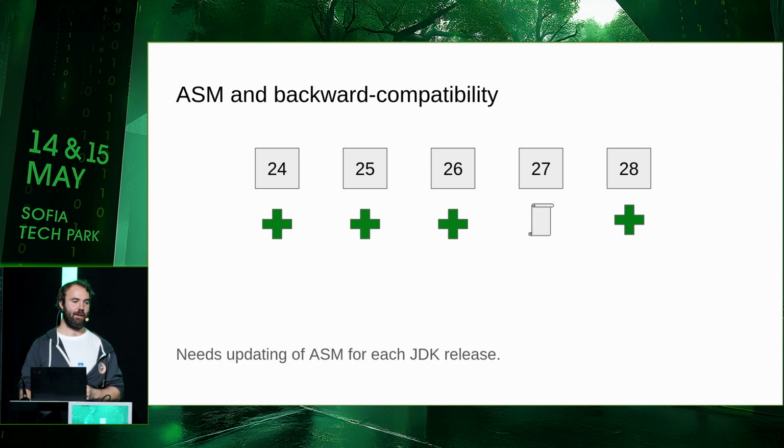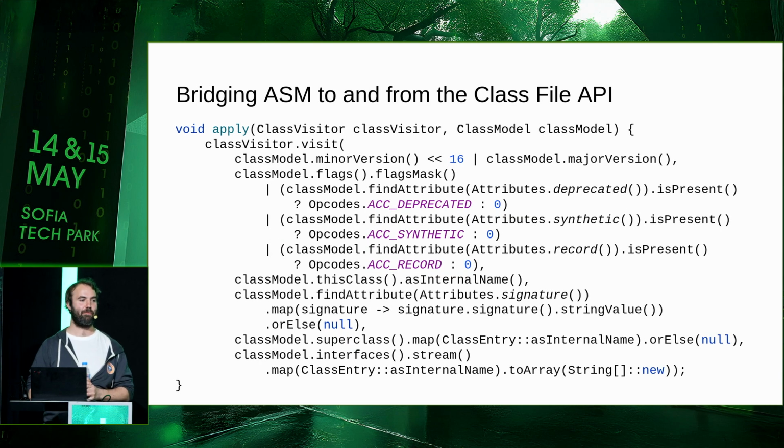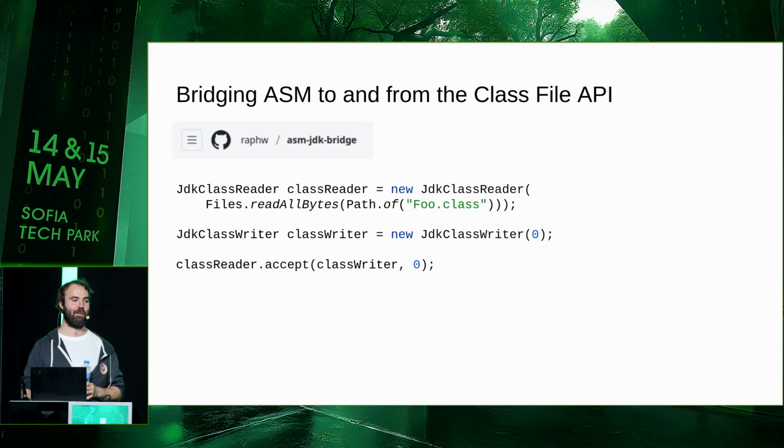So what I did, I basically implemented a bridge from the class file API to ASM and back. So I could leave all my code in peace. I had to not change a single line of code, but add new processors that basically delegate back and forth and then basically call it.